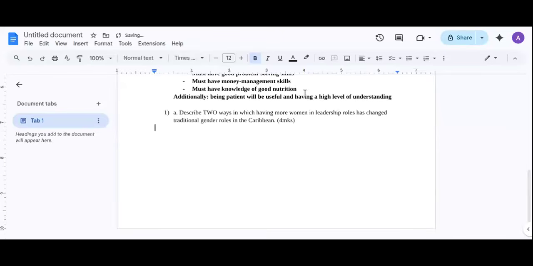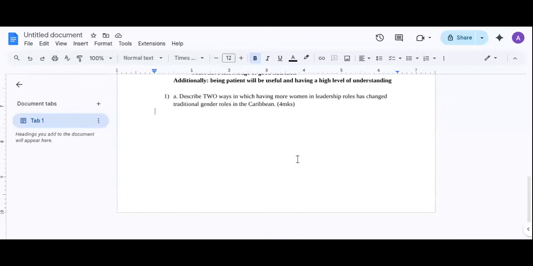So describe two ways in which having women in leadership roles has changed traditional gender roles in the Caribbean. So the command word there is describe. They want two ways, so each way will be 2 marks. So that is what will give you the 4 marks.